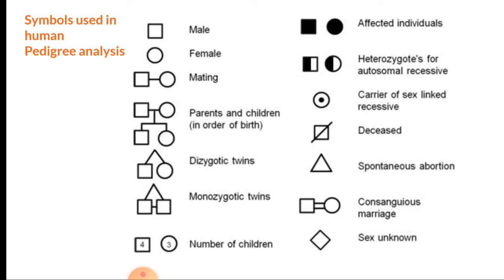2 lines between the male and the female sign shows consanguineous marriage, that is, marriage between closely related relatives, and the last one is representing the sex unknown of the child. If we do not know how many male and how many female children there are, but we know the number of children, we can draw this and write the number in it, like 2, 3, 4, whatever it is. So this means it's not known whether they are male or female, but they have a child, the progeny.